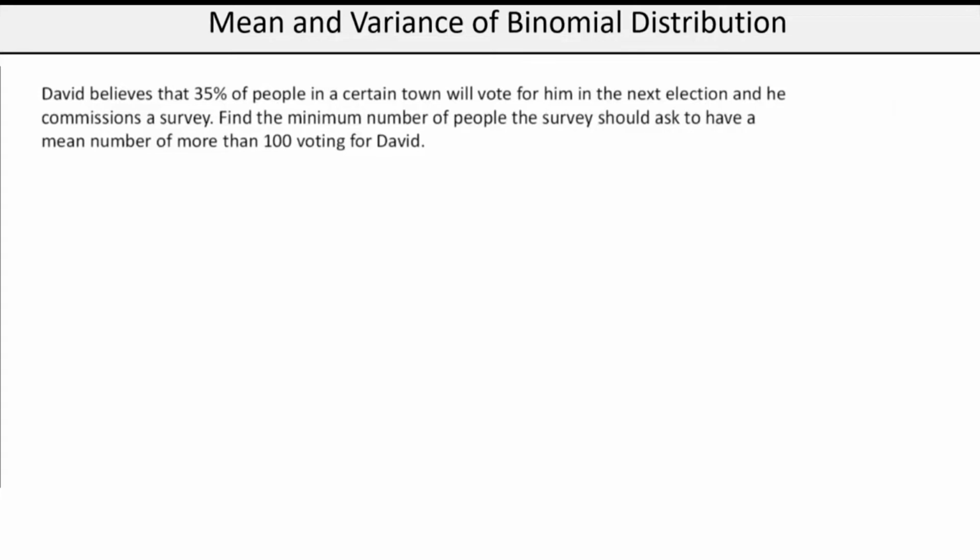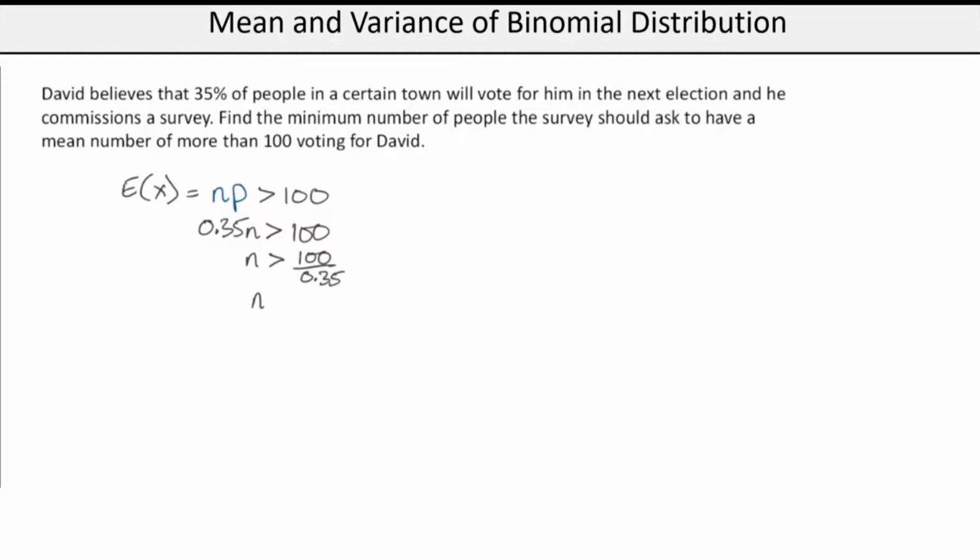Well, we know the mean is synonymous with the expectation. So we actually want the expectation to be more than 100, which means that NP should be more than 100. We know what P is, we don't know what N is. That's what the question actually wants us to find. So 0.35N is greater than 100. N must be more than 100 divided by 0.35.